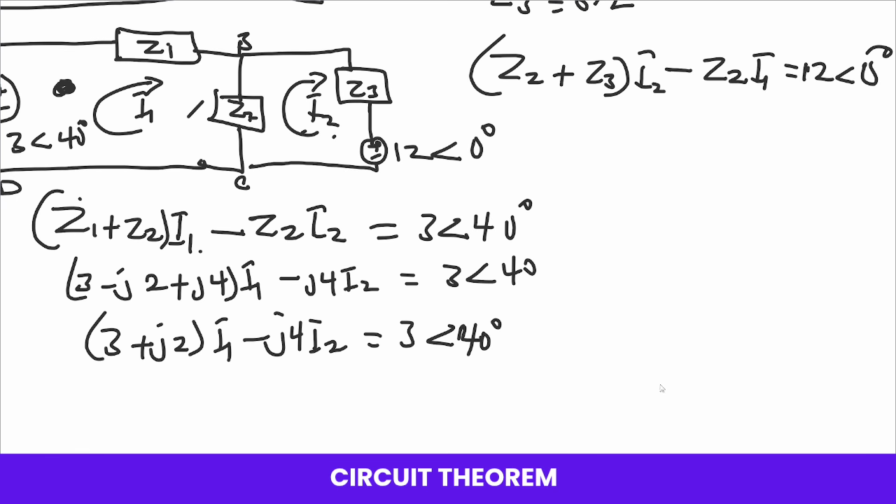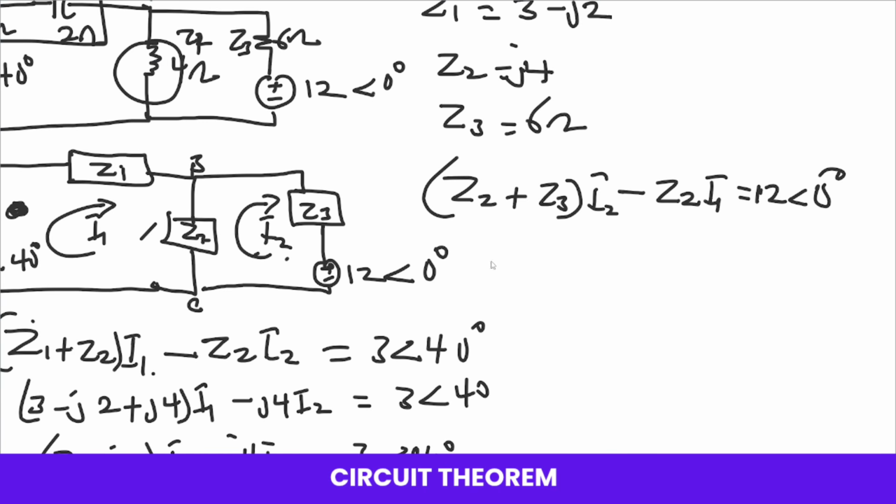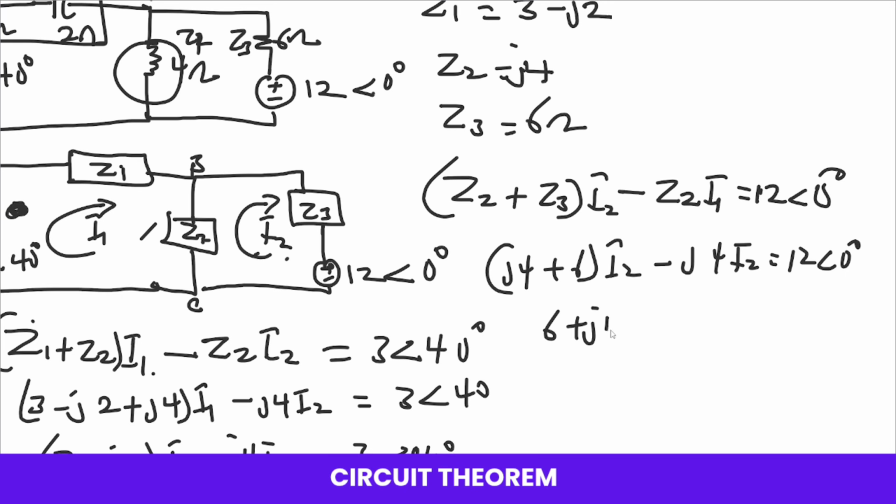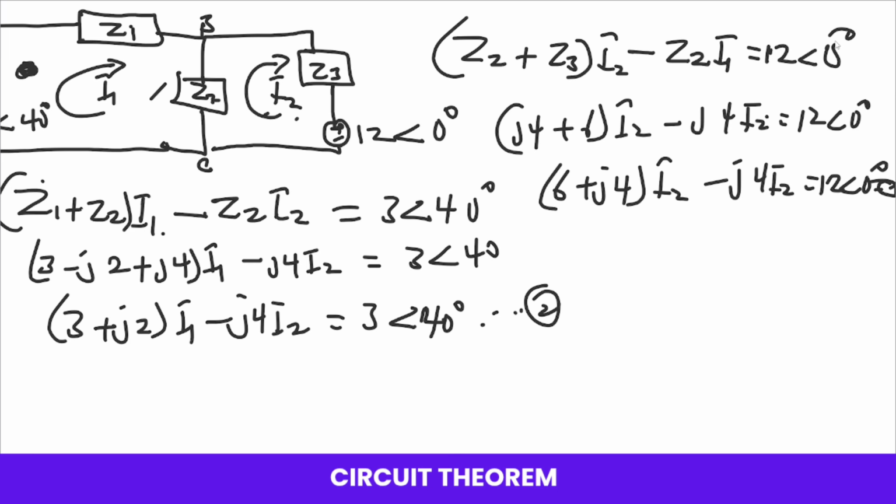So we have Z2 plus Z3. The value of Z2 is J4, and Z3 is 6. All multiplied by I2, minus Z2, which is J4, times I1. And that will give us 12 angle 0 degrees. So let's simplify these two. We are going to get 6 plus J4, I want to bring the real part first, multiplied by I2, minus J4 I1, and this is equal to 12 angle 0 degrees.